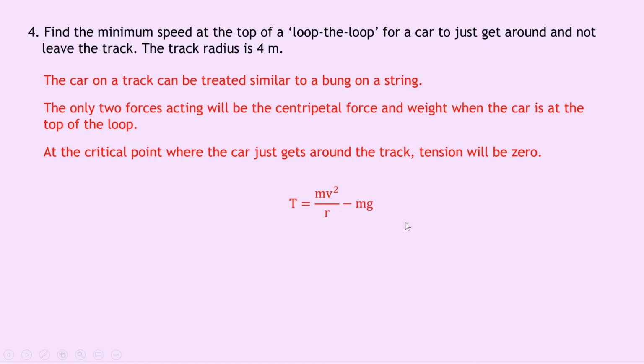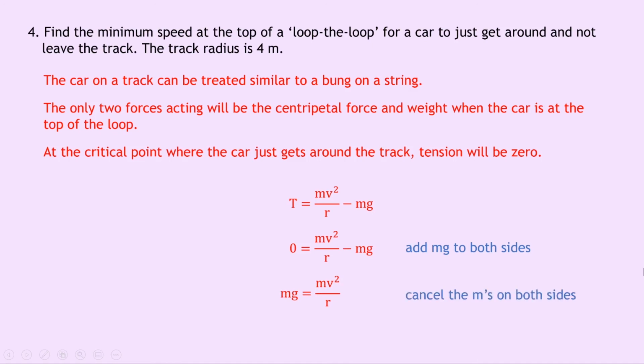Now because we've said that tension is 0, we can substitute in 0 here and we get 0 equals mv squared over r minus mg. We then need to add mg to both sides, so we get mg equals mv squared over r, and you'll notice we have m on both sides, so we can cancel the m's on both sides, and this gives us a simpler equation of g equals v squared over r. Now remember, we're trying to find the minimum speed, so we need to rearrange for v squared, and doing that we have v squared equals g times r, and then we need to square root the left hand side to find v on its own.